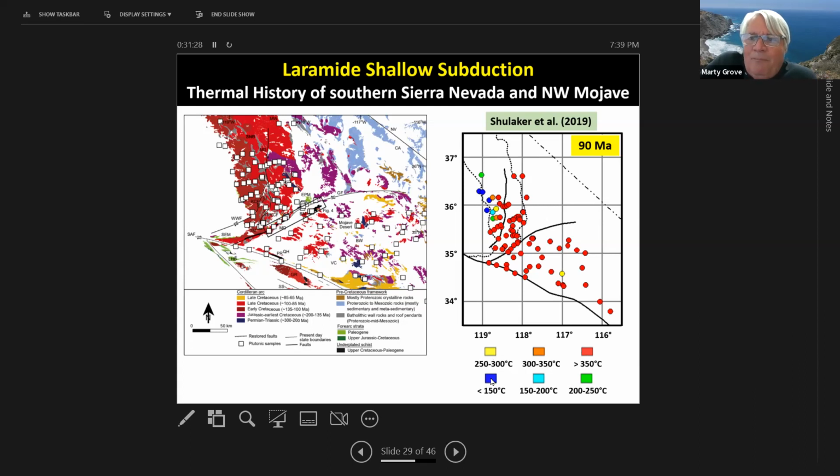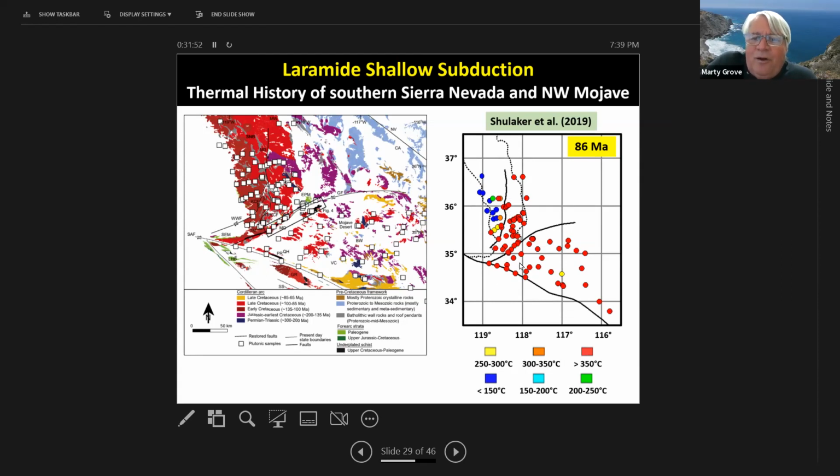So what I'm going to do is step forward through a number of time slices. This is 90, this is 86. You can see basically a lot of cooling has started to happen now in the western part of the batholith. This feature right in here is part of the Kern Canyon fault zone.